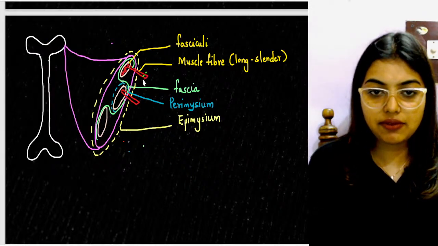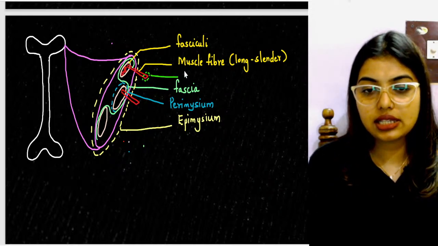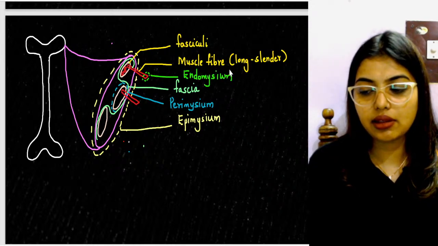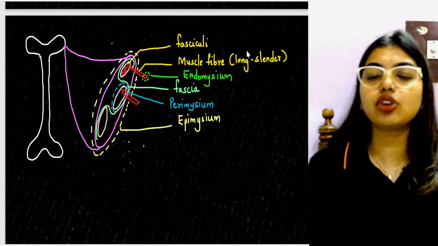Perimysium. And the muscle fibers also will have a covering. This is called endomysium. Endomysium. Got it, all of you? Yes or no? Endomysium. So this is how your muscles are going to be.